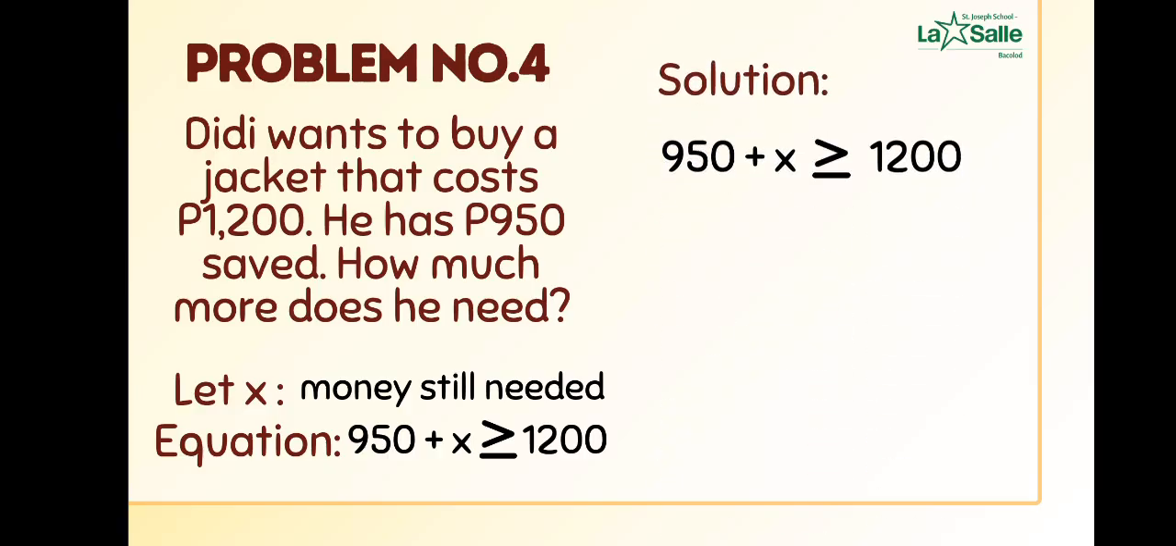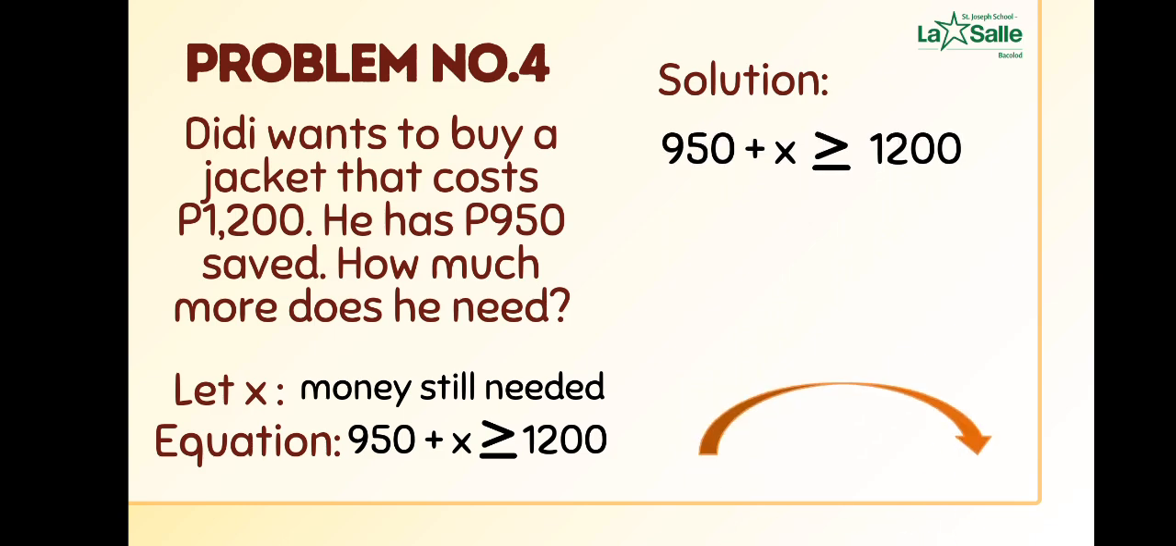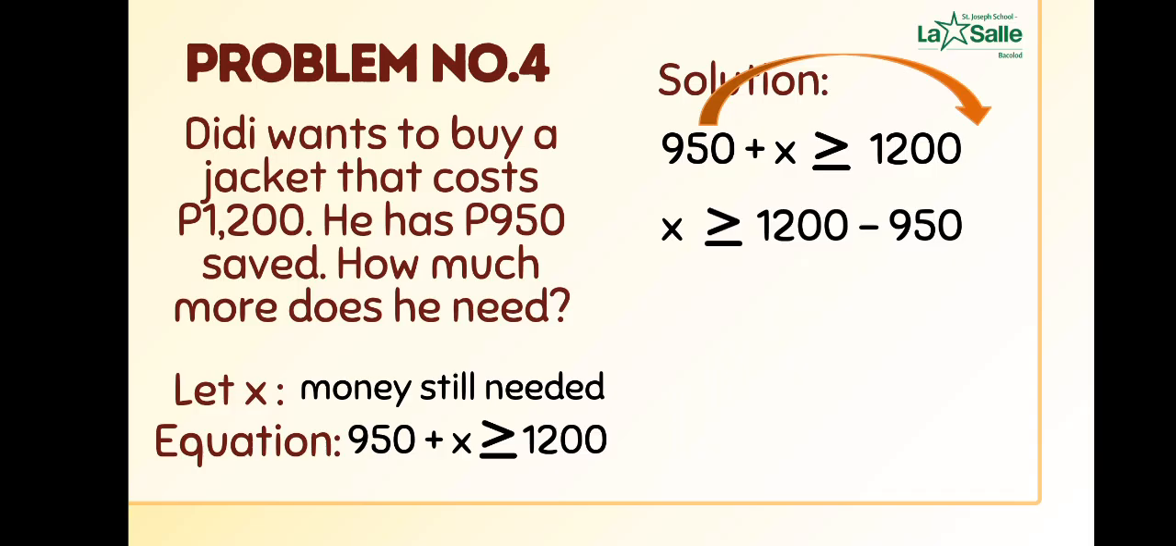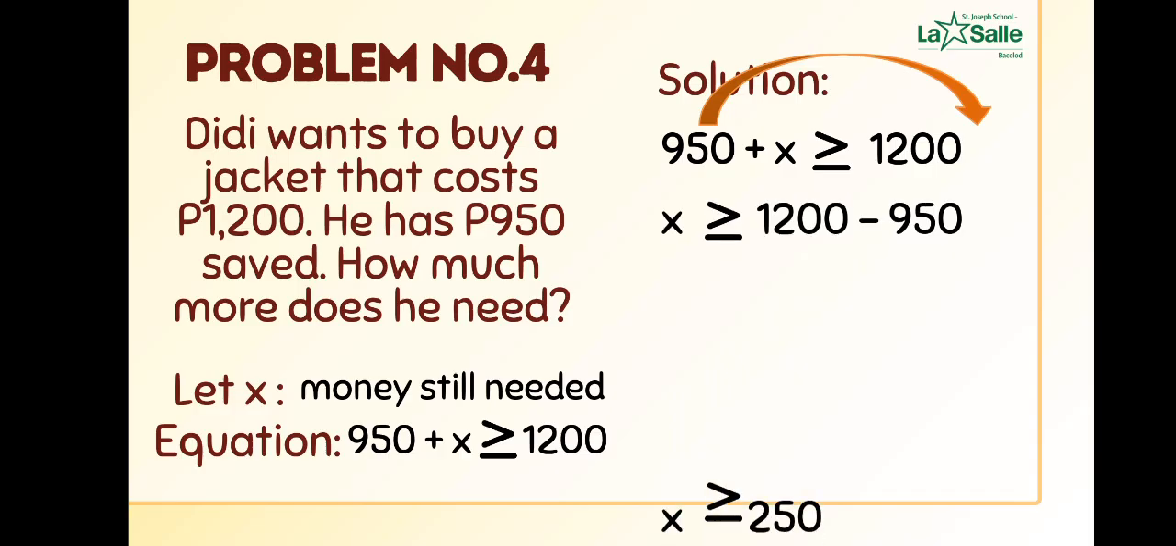So to solve, we have 950 plus x greater than or equal to 1,200. We transpose the 950, it becomes negative, and so 1,200 minus 950 is 250. So x should be greater than or equal to 250 in order for Didi to buy a new jacket.